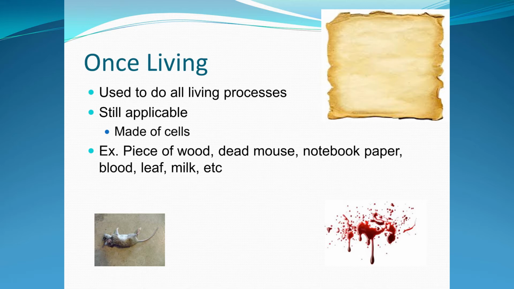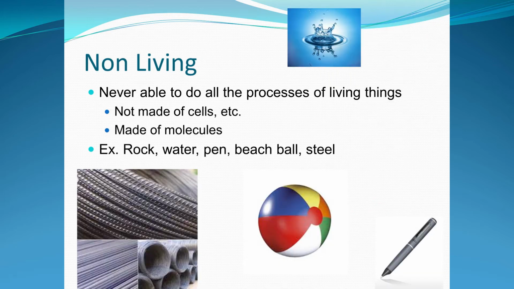If something is once living, that means it used to be able to do all the processes, but it can't anymore. Basically, it's dead. One thing that's still applicable is the things are made of cells. So like a piece of wood, still made out of tree cells, or paper that's been made from wood, also made of cells. Let's see, blood, a leaf that's fell on the ground, milk. Basically, if it comes from living things and it was no longer attached or no longer there, it's no longer living, so we would classify it as once living. Like once upon a time it was living.